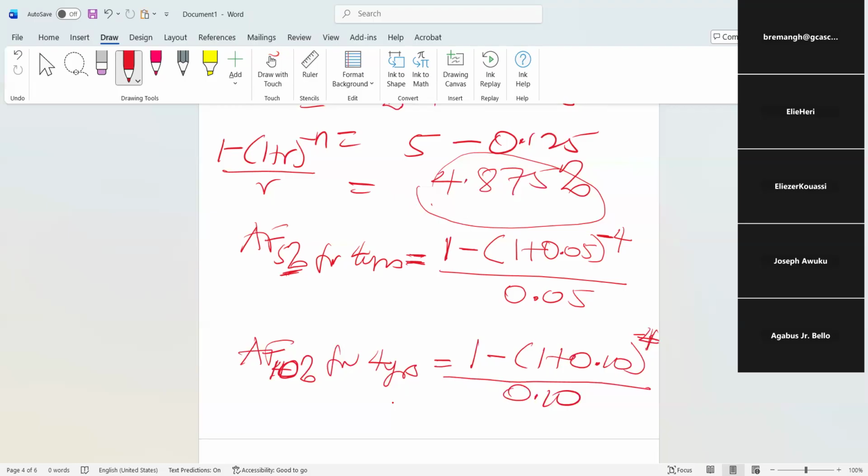What is the R? The R is the rate. And what is the rate first? The first rate was 5%, so I put 0.05 there. The next rate was 10%, I'll put 0.10 there. I just say calculator, give me the answer.